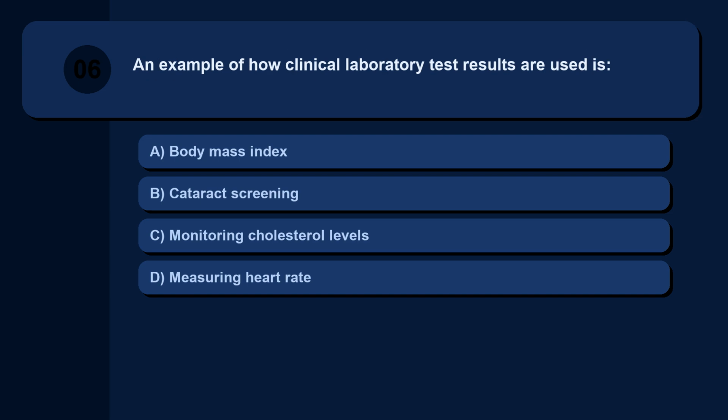Question 6. An example of how clinical laboratory test results are used is body mass index, cataract screening, monitoring cholesterol levels, measuring heart rate. Clinical laboratory test results are used to monitor health conditions such as cholesterol levels, which are critical in assessing cardiovascular risk. BMI and heart rate are clinical measurements done without laboratory equipment.